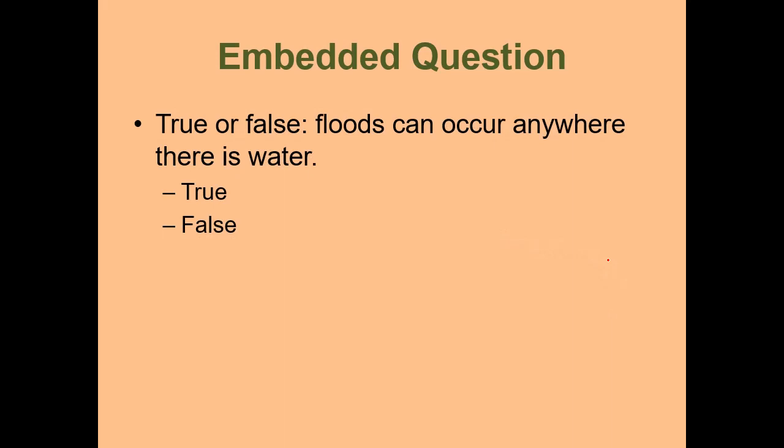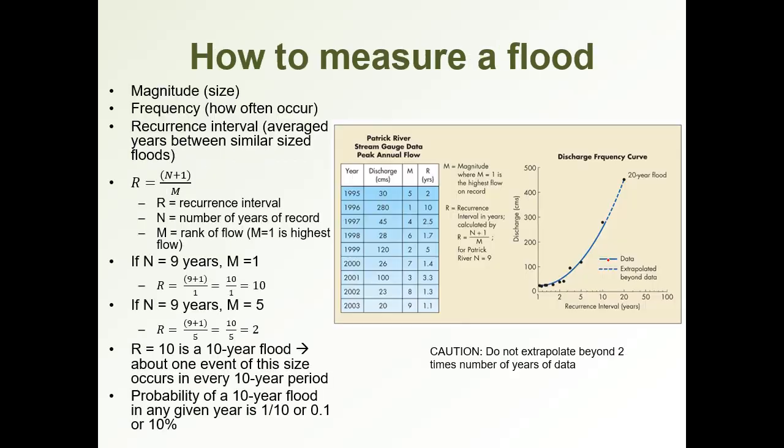So, embedded question: floods can happen anywhere there's water, true or false? This is true, of course. Floods can happen in your house. They can happen on a river. They can happen on a beach from a storm. They can happen in a city due to a blocked storm drain. So floods can happen anywhere.